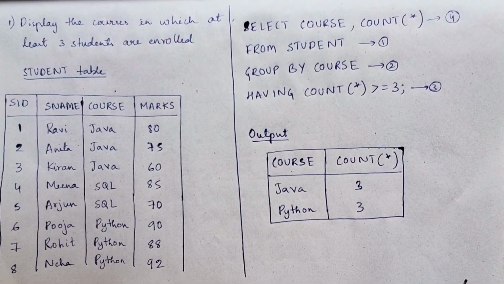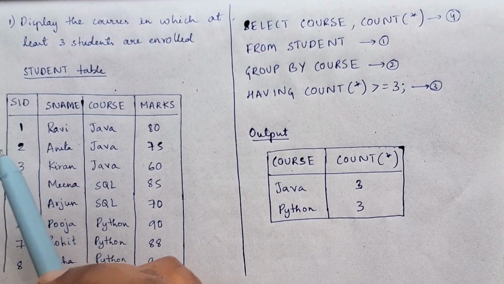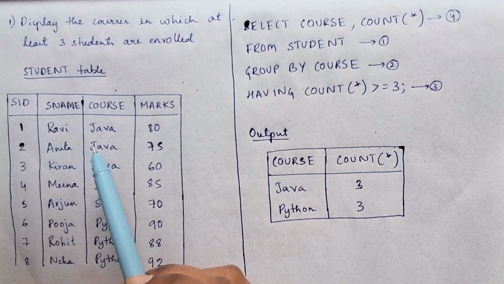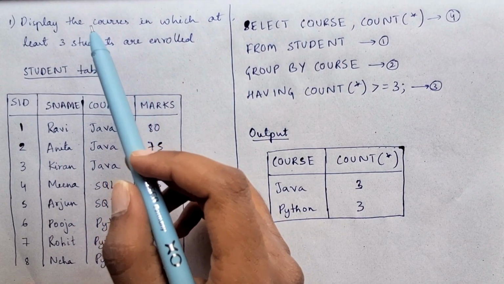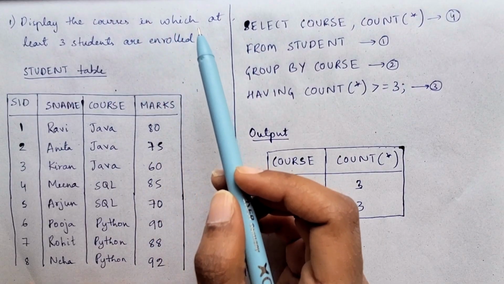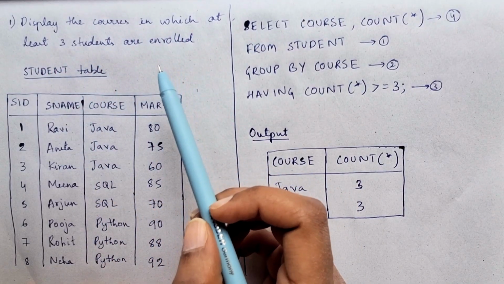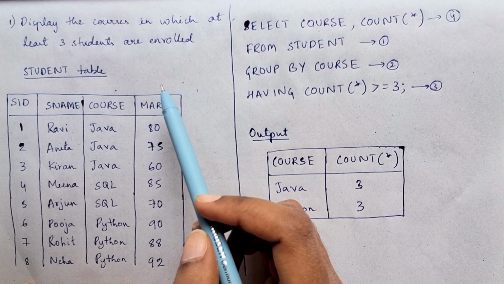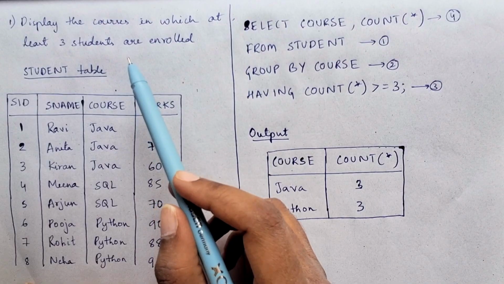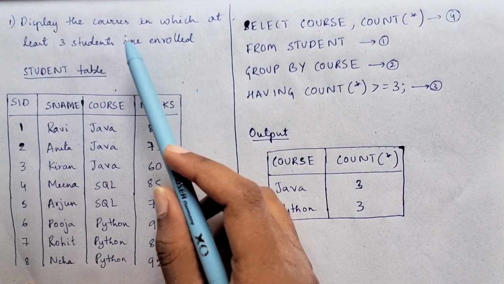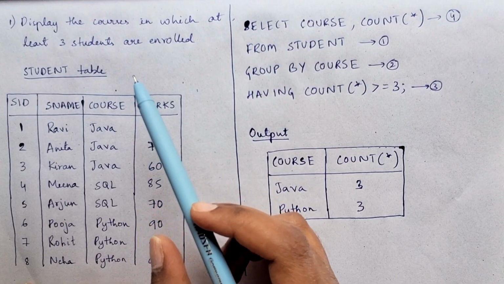Now let us see a query using student table which has 4 columns, that is student ID, student name, course and marks. Display the courses in which at least 3 students are enrolled. Guys, whenever you read a question, the first thing is that you have to understand it. Here, they are not asking about individual students, they are asking about courses. So, clearly, this is a group based question.